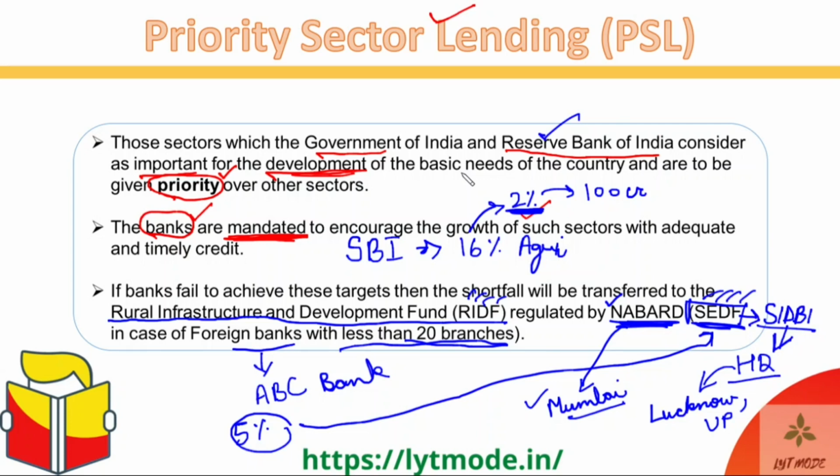So you should know. So for all foreign banks with less than 20 branches, the shortfalls for PSL go into SEDF, or the Small Enterprises Development Fund. And for all other banks, it goes into the RIDF, or the Rural Infra and Development Fund.